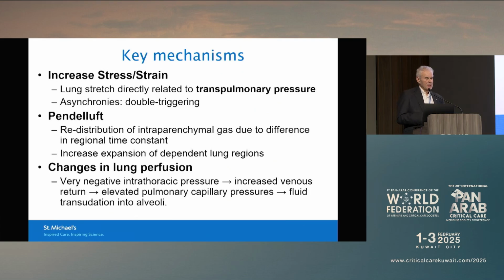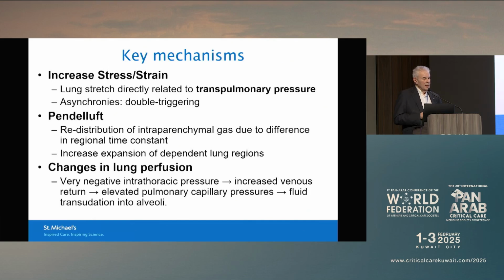So let me then summarize some of the key mechanisms by which self-inflicted lung injury might occur. One, there could be increased stress and strain. With breathing spontaneously, if you think about those animal models, the animal model with the sheep, by increasing drive, you can get increased lung volume. That can lead to injury.